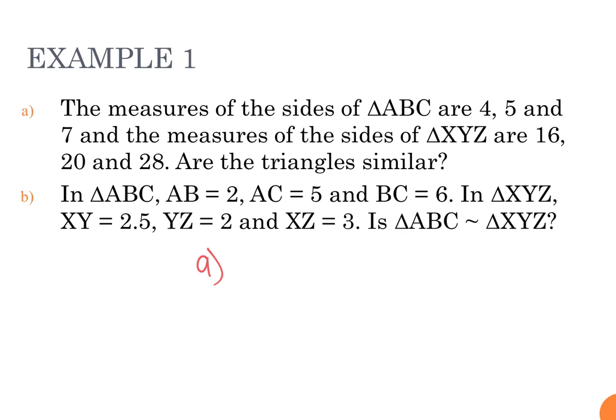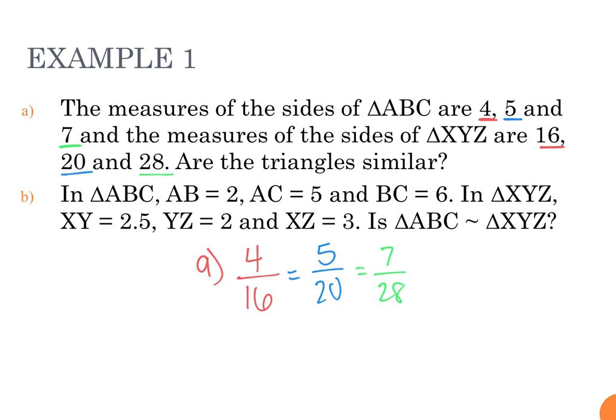Now, when we're matching up sides, the smallest side of this triangle should match up with the smallest side of the other triangle. Do you guys see that? So the 4 in ABC should go over what? The 16. And then same thing. The second smallest side of ABC, which is the 5, should match up with the 20. Do you guys see that? So this 4 over 16 needs to equal 5 over 20. And then last but not least, the 7 needs to go over 28. Let's see if this holds.